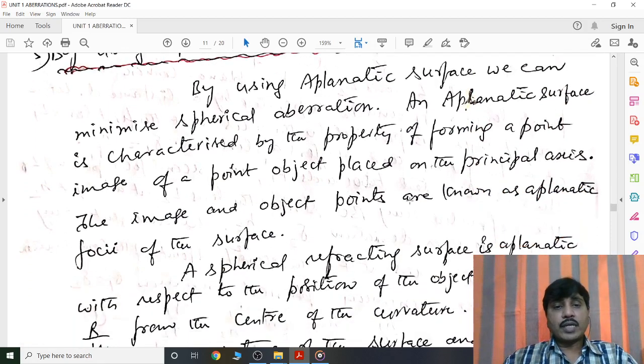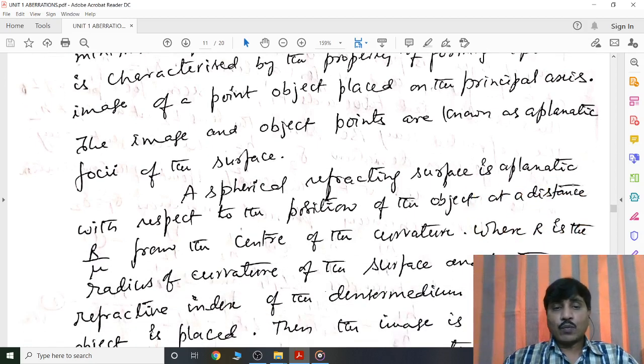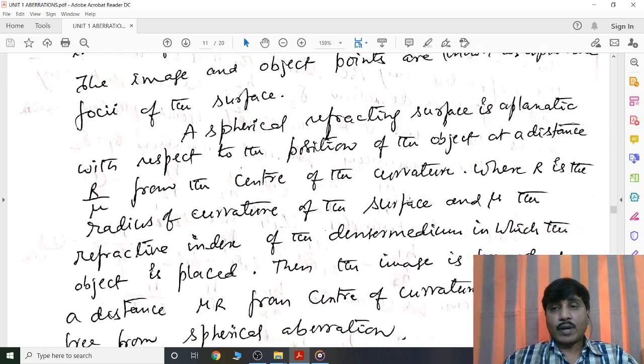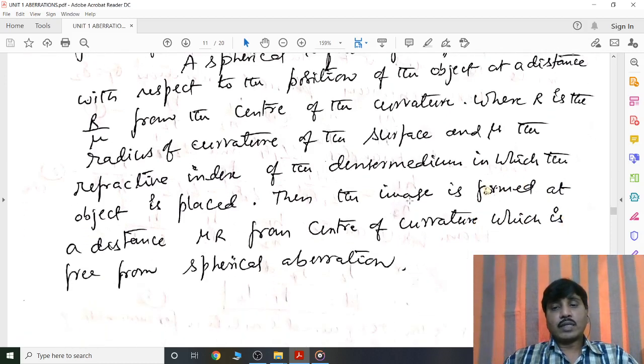An aplanatic surface is characterized by the property of forming a point image of a point object placed on the principal axis. The image and object points are known as aplanatic foci of the surface. A spherical refracting surface is aplanatic with respect to the position of the object at distance r by mu from the center of curvature, where r is the radius of curvature of the surface and mu is the refractive index of the denser medium in which the object is placed. Then the image is formed at a distance mu r from the center of curvature, which is free from spherical aberration.